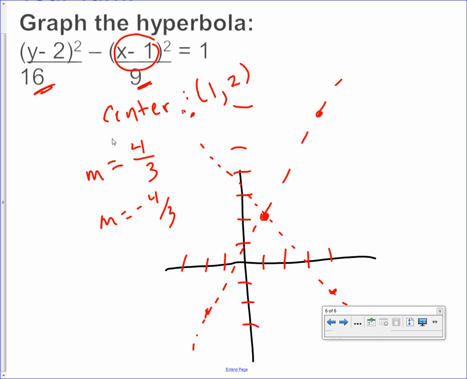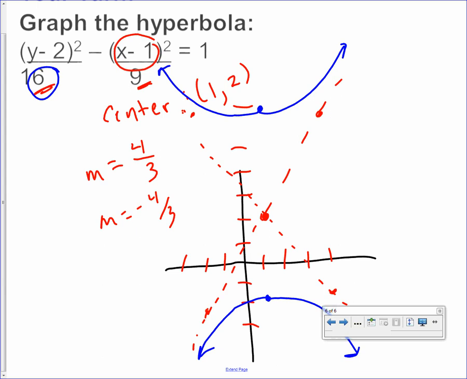And now I need to find the vertices. The vertices are on the vertical because it's a vertical hyperbola. And so in the vertical direction, I need to be 4 away from the center. So I'm going to go 4 above the center and 4 below the center. Draw the vertices. And then I'm going to draw my branches guided by those asymptotes. They're going to hug those asymptotes. And that's a graph of this hyperbola.